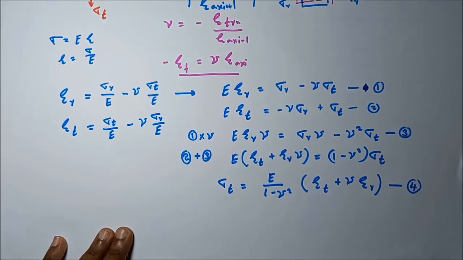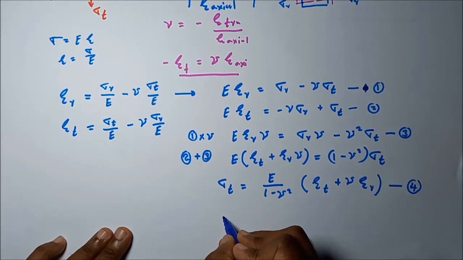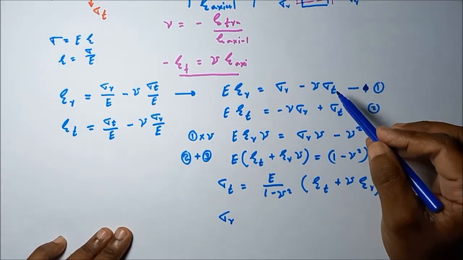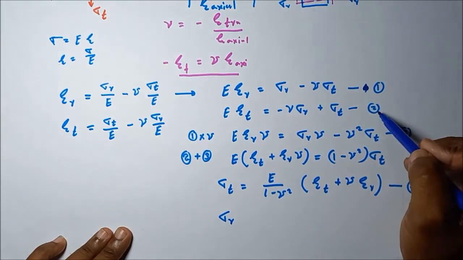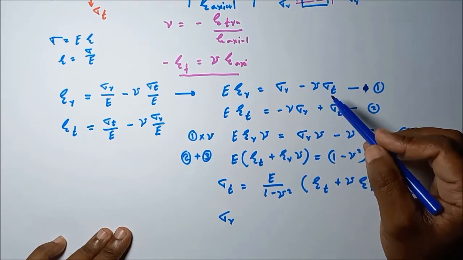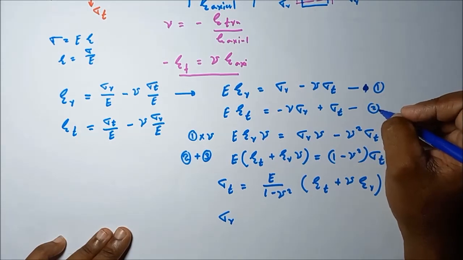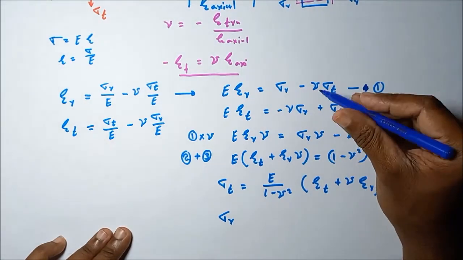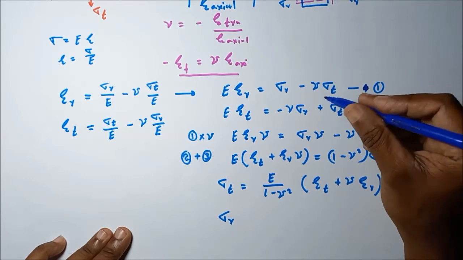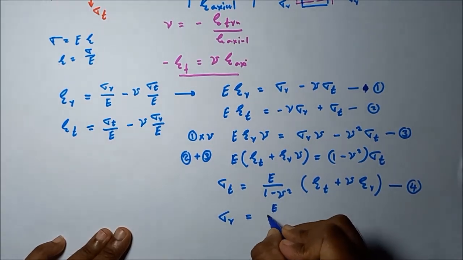By following the same procedure, we can obtain sigma r. That means by multiplying equation 2 with nu, then adding it to equation 1, we can obtain the equation for sigma r by following the same procedure. This is the equation we are obtaining for sigma r.